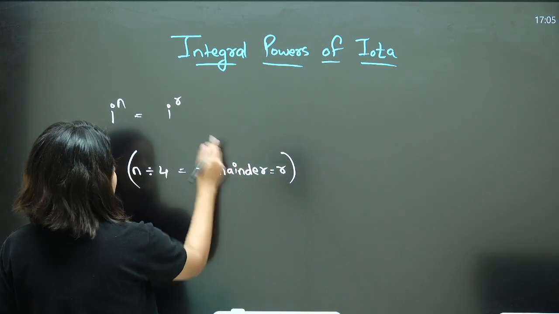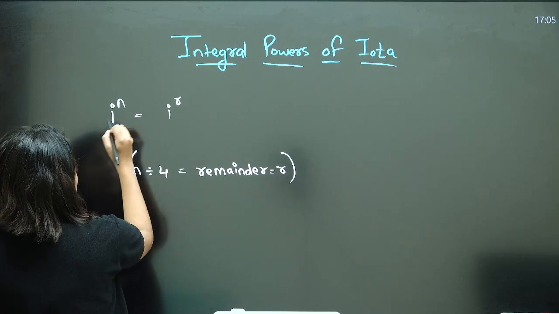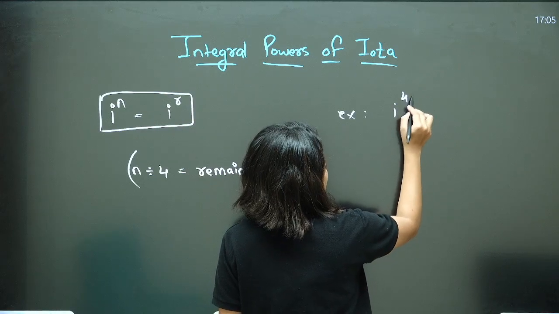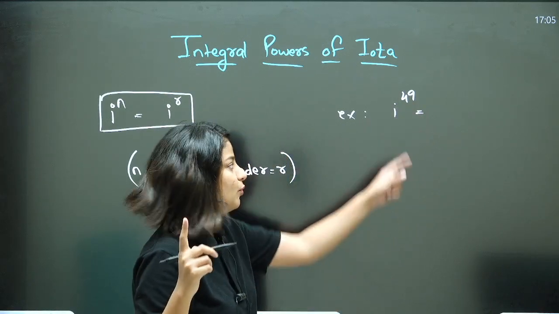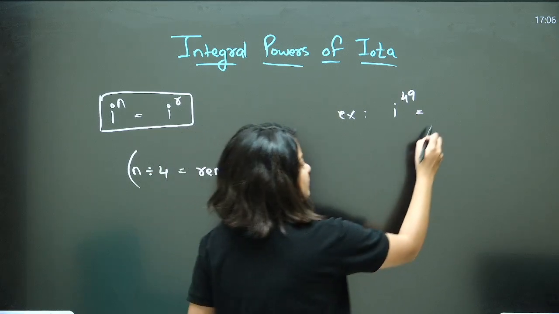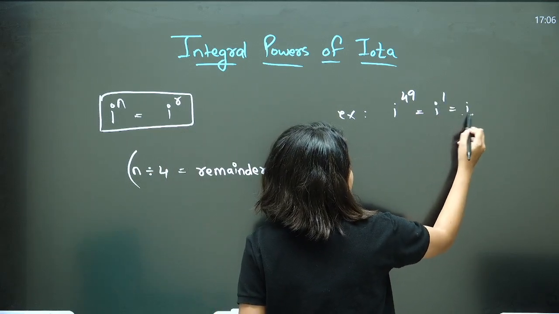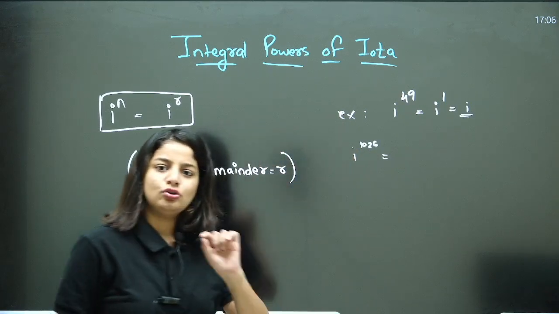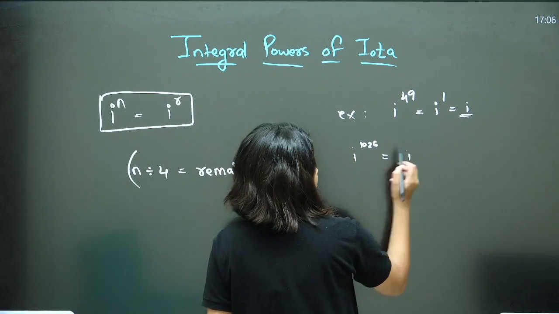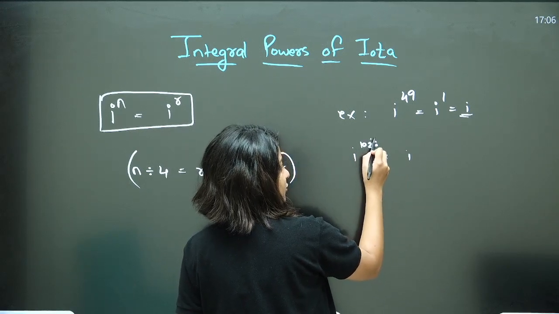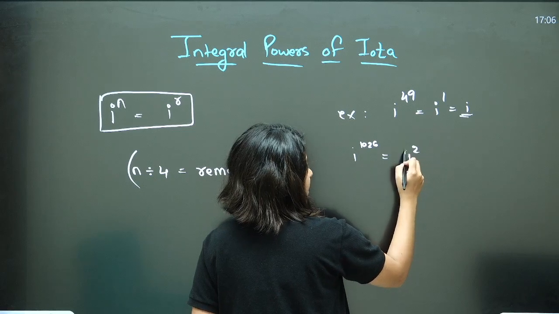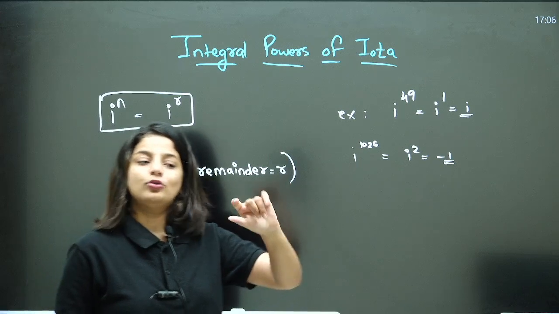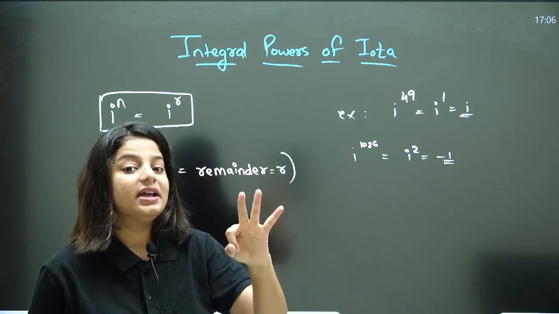Let's say the remainder is r. So i raised to n will be equal to i raised to r. Example, i raised to 49. Divide 49 by 4. 4 ones are 4, 4 twos are 8, remainder is 1. So i raised to 49 is same as i. i raised to 1026. Divide 1026 by 4. 4 twos are 8, 2 carry, 4 fives are 22 carry, 4 sixes are 24, 2 carry. We have i square, which is minus 1. So all the powers will boil down to either i raised to 1, 2, 3, or 4.